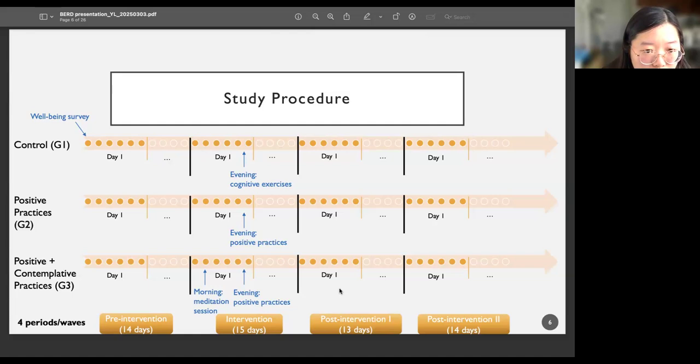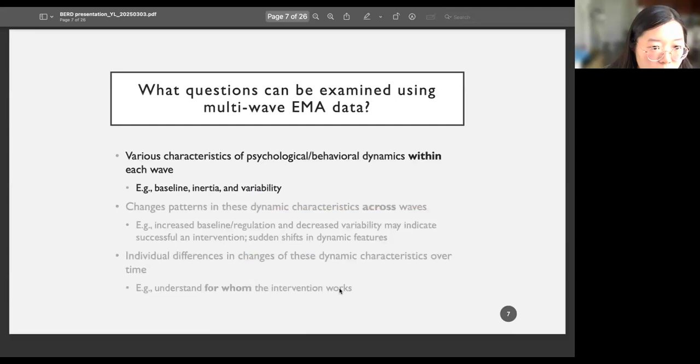So in this case, I'm introducing a type of multi-wave EMA study without any time intervals between waves. I still regard this as a multi-wave EMA study because, based on the broad definition, we call it multi-wave to highlight the intervention feature in this study, because the intervention may have fundamentally changed some characteristics in people's psychological well-being dynamics. So this is the introduction of our motivating example.